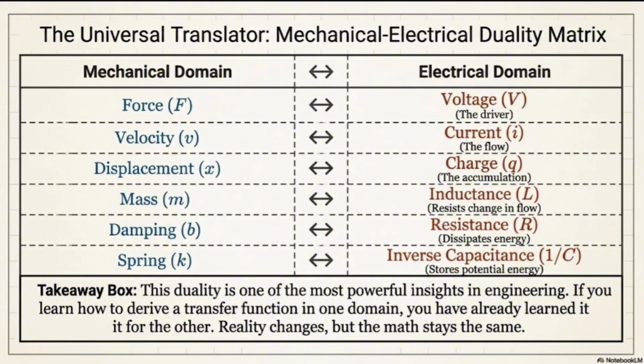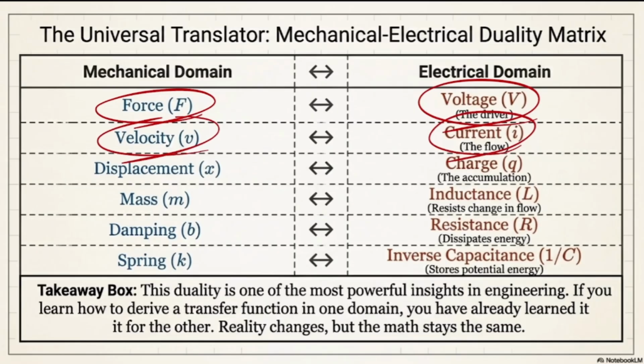For instance, in the mechanical domain we have force, while we have voltage in the electrical domain. Velocity corresponds to the current. Displacement or distance corresponds to the charge. Mass corresponds to the inductance. Damping corresponds to the resistance. And the spring corresponds to the inverse of the capacitor itself.